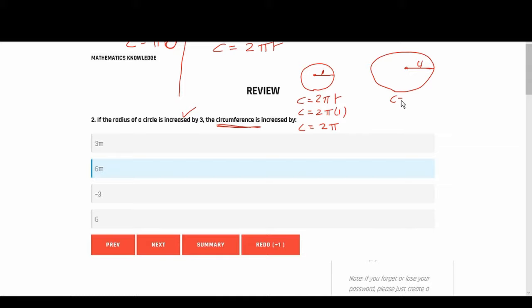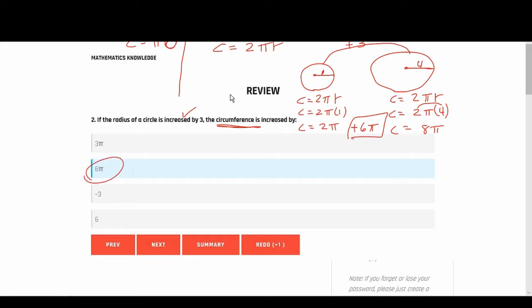In this case, again, we're dealing with the circumference, namely 2 times pi times the radius. We know the radius is 4, so we'll plug that in. And I'm going to do 4 times 2, which is 8 pi. So we can see that when I increased this radius from 1 to 4, which is by 3, the circumference went from 2 pi to 8 pi. In other words, it grew by 6 pi, which is this answer choice here.